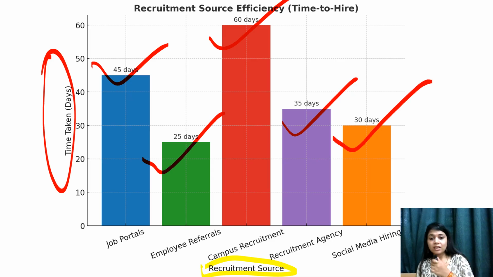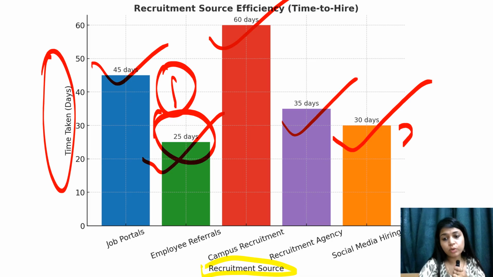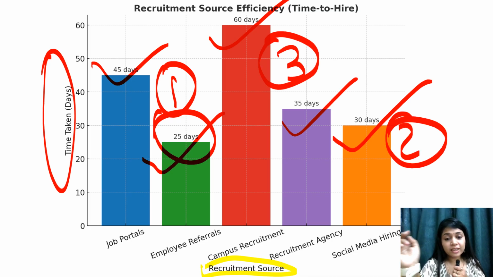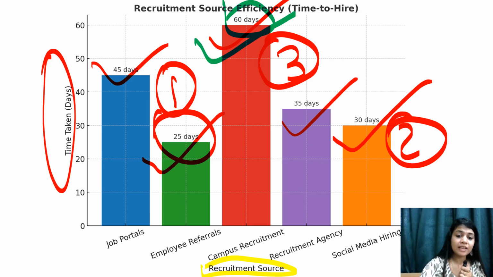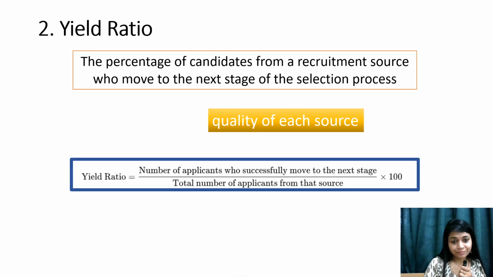So the best is 25 days, because the shorter the time lapse, the faster the recruitment source. So in the first place is employee referrals, the second is social media, and the third is recruitment agency. The most ineffective way of recruitment is the 60 days, that is campus recruitment, freshers.